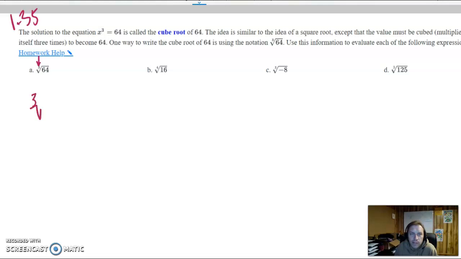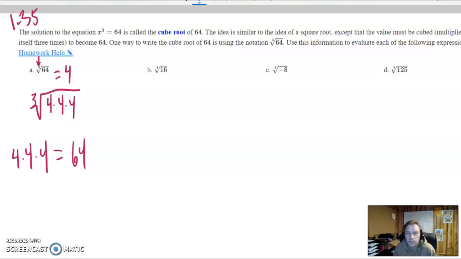So I always like to do this. 64 is the same as saying what? What's 4 times 4 times 4? 4 times 4 is 16. 16 times 4. Oh, that's 64. So if this is 4 times 4 times 4, I know the cubed root of 64 is 4.